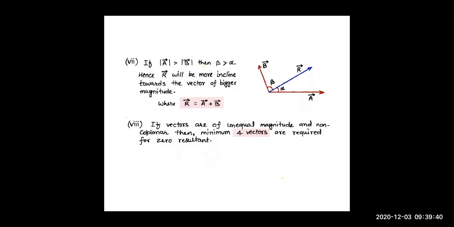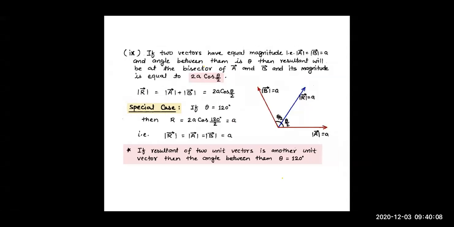And if we are having unequal vectors and non-coplanar, means two vectors are in one plane and others are in some other plane, then for getting zero resultant, we require, children, 4 vectors. Minimum 4 vectors are required. But if they are in the same plane, then 3 vectors are required to make the resultant 0. Right, children? Now, this is the point which I was telling you, that if you are having equal magnitude vectors and the angle between them.